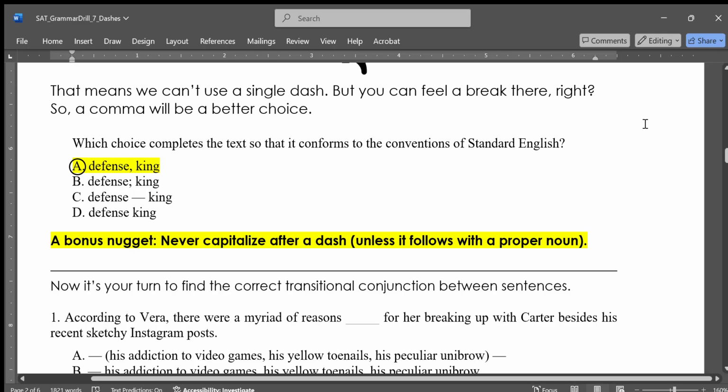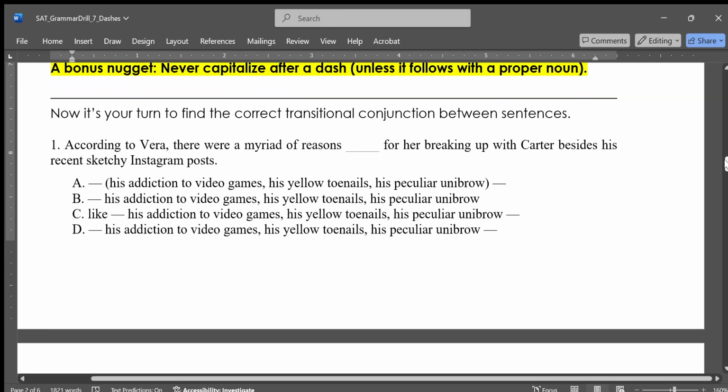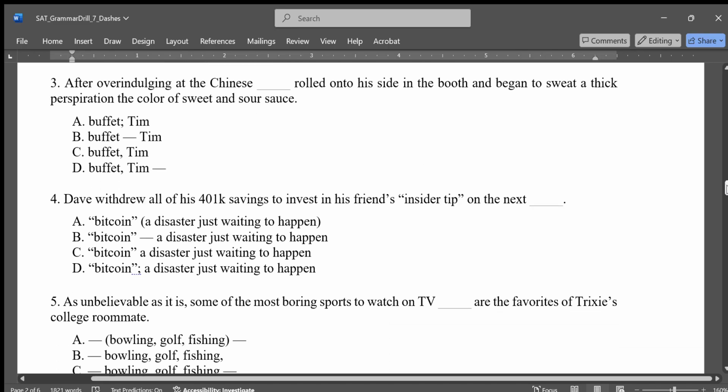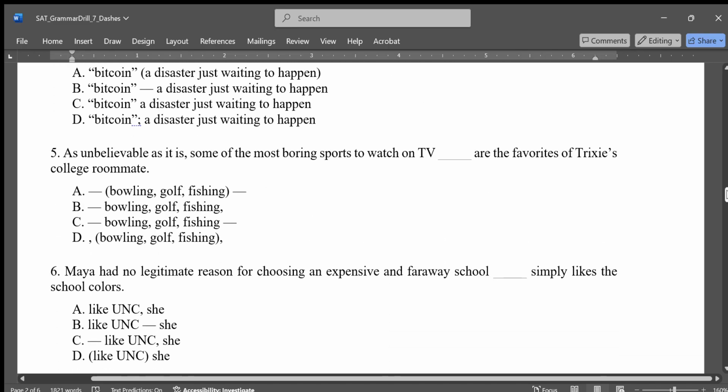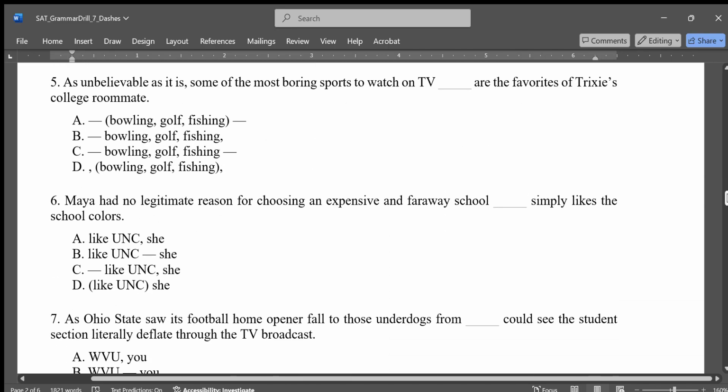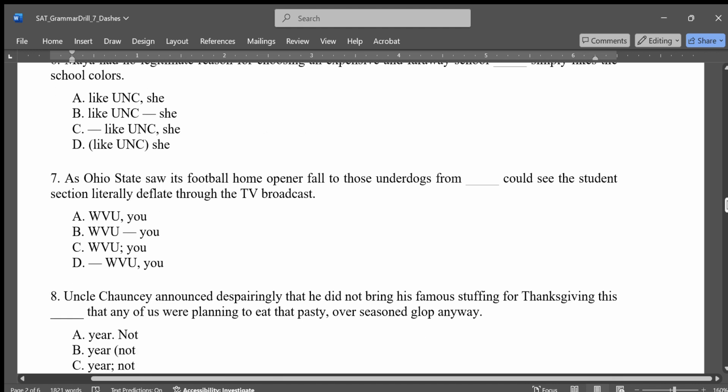So try these next 8 sentences and see if you can figure out when you're going to use the dash as an interrupter, or where the dash follows a full sentence, or maybe when the dash is not the right choice and I shouldn't use the dash at all.